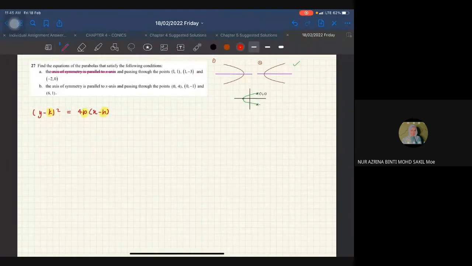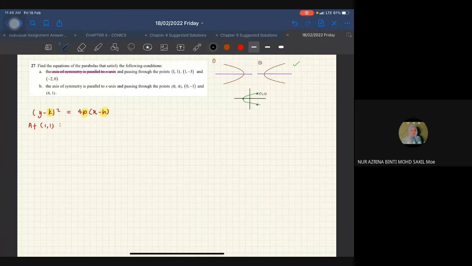Okay, so let's substitute the first point that we have. So at 1, 1, what do we get? Okay, so awak jangan confuse. Nilai 1 ni adalah untuk x. Nilai 1 yang ini adalah untuk y. It's not for k and also h. Okay, so it's for x and y. So k and h is your vertex. You don't know your vertex yet. You want to find it. Okay, so jom.